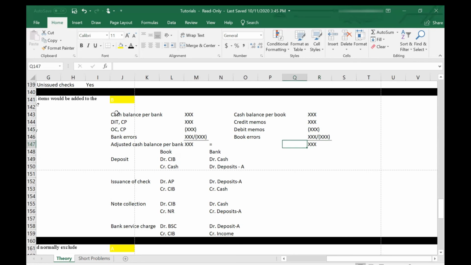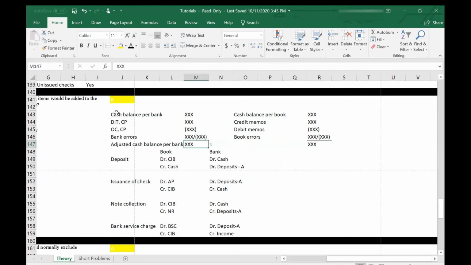So you might be asking, theoretically, the adjusted cash balance per bank should equal the adjusted cash balance per book, such that if this is 20,000, this should also be 20,000. Now, are there instances wherein the adjusted cash balance per bank is not equal to the adjusted cash balance per book, even if you did your reconciliation perfectly? The answer is yes, no. So if that is the case, which record do we follow? Is it the bank or the book? From what I can remember, you should follow the bank.